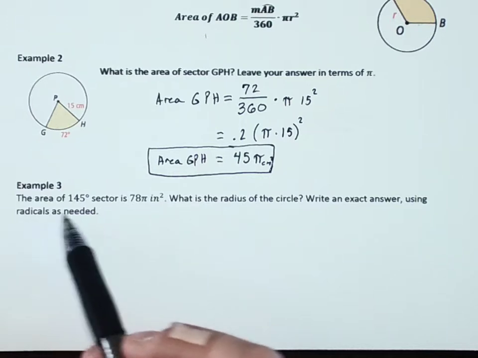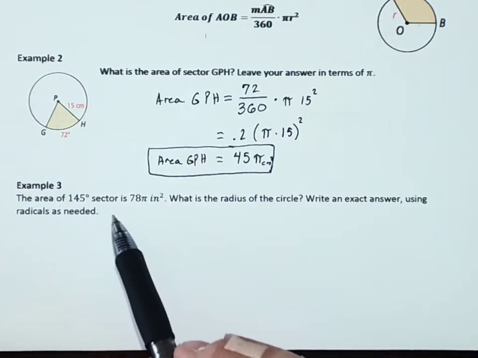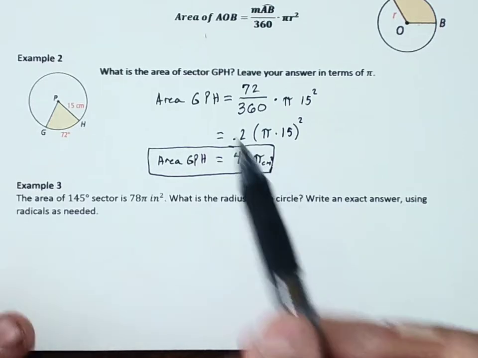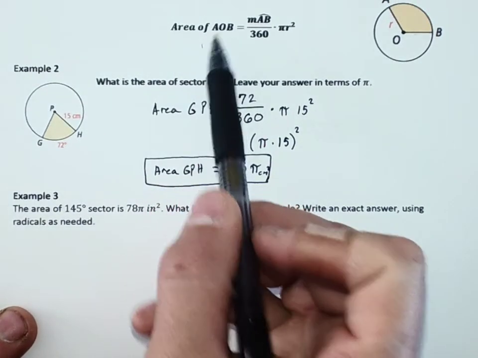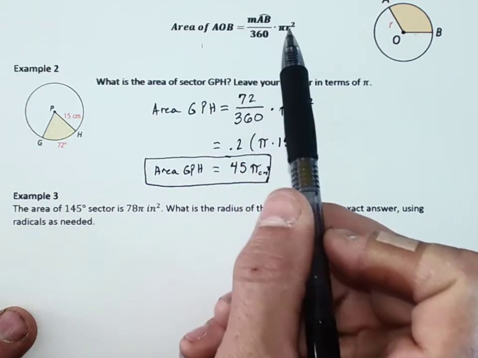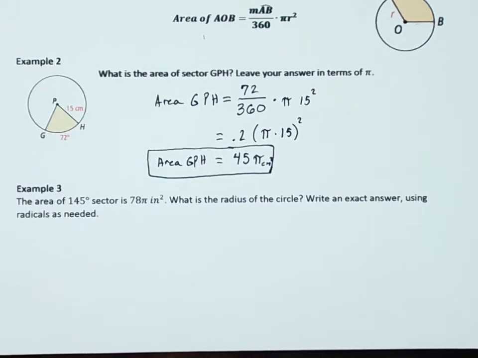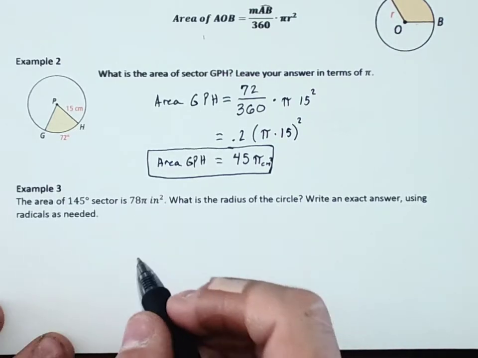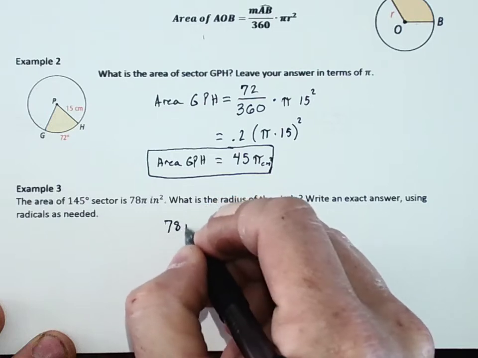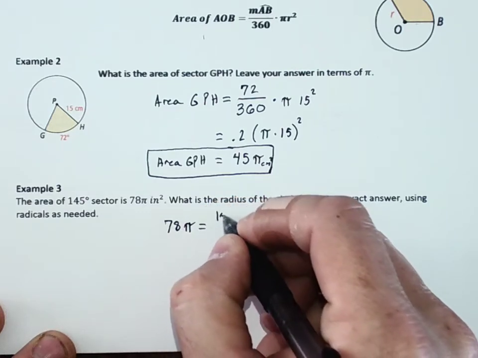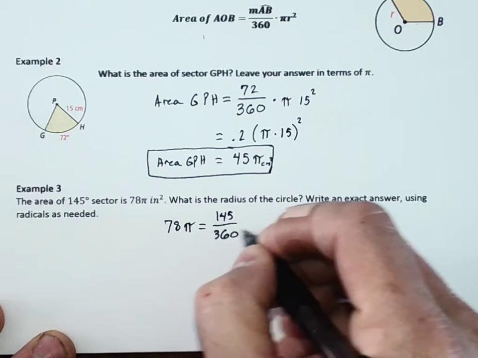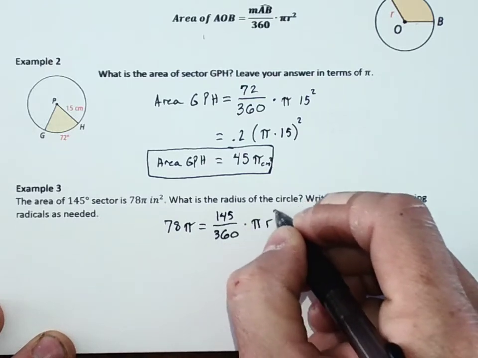The area of a 145-degree sector is... so this is going to work the problem a little bit backwards. They're telling us what this information is, and they're going to ask us to find r. So we're going to have to do a little bit of algebra here. The area of a 145-degree sector is 78 pi inches squared. What is the radius of the circle? So the area is 78 pi, equal to 145 over 360 times pi r squared.